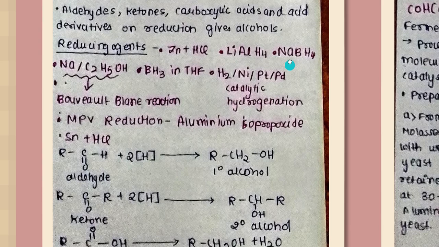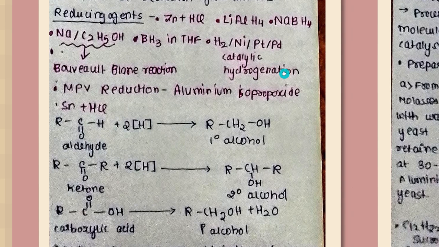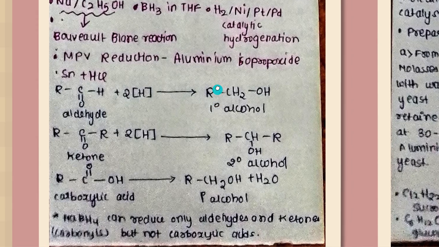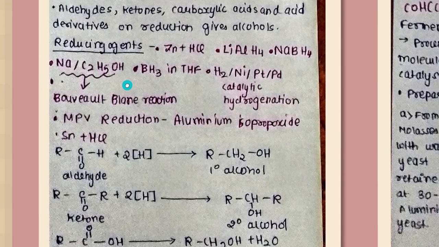Now how do we do this reduction? Using these reducing agents, which are Zn plus HCl, LiAlH4, NaBH4, Na in the presence of C2H5OH, which is used in the Bouveault-Blanc reaction, and BH3 in THF as we saw, also H2 with nickel, platinum or palladium. And in MPV reduction, aluminium isopropoxide is used, and we can also use Sn plus HCl as one more of the reducing agents.